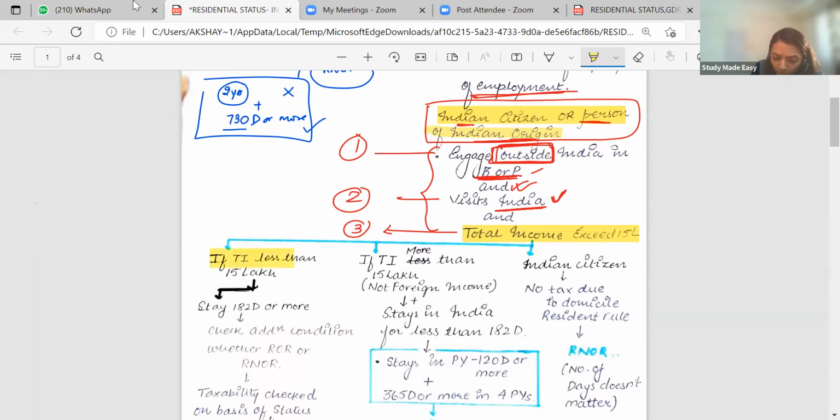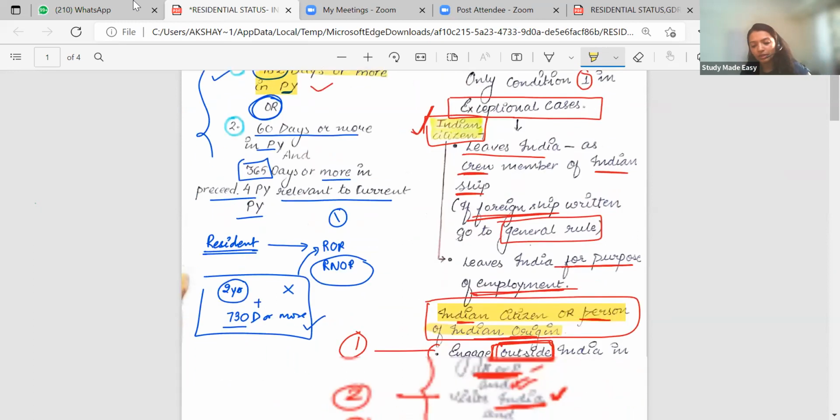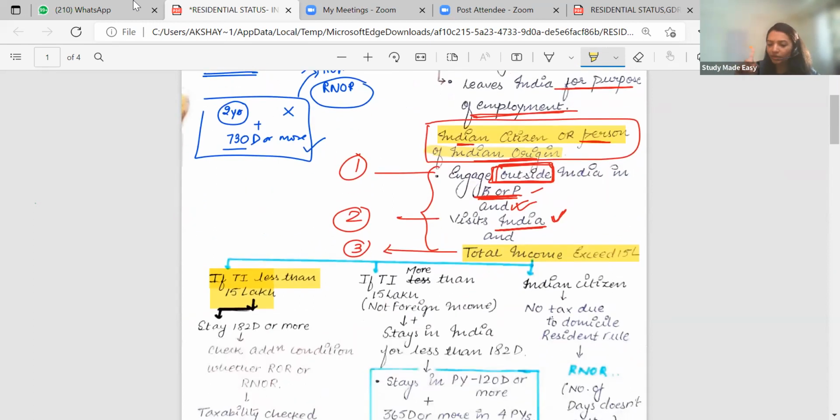Suppose your total income is less than 15 lakh. They are saying, see, if you fulfill this condition, that is 182 days or more, then we are not concerned about your income. If you are residing in India for 182 days or more in the previous year, we will not consider whether your income is 15 lakh, more than 15 lakh, or less than 15 lakh. We are not concerned. In that case, we will apply a general rule.